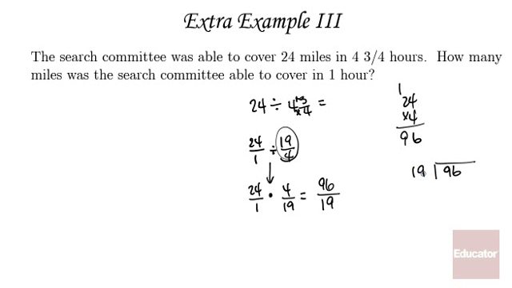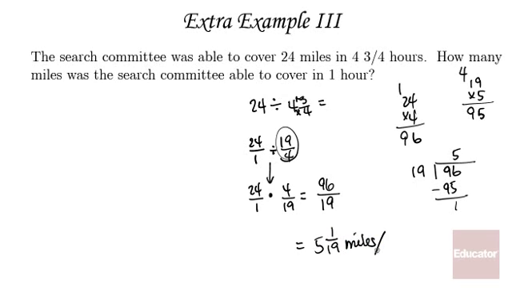It will go in about, let's say maybe 5 times. 19 times 5 is 45, 5, and 9. Very close. The remainder of 1. So 5 and 1 over 19 miles per hour. So just a little over 5 miles an hour.